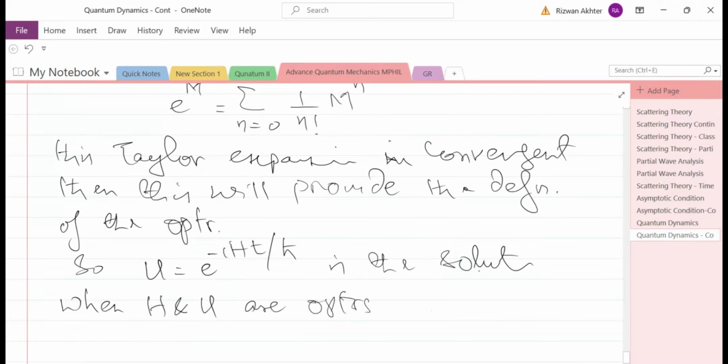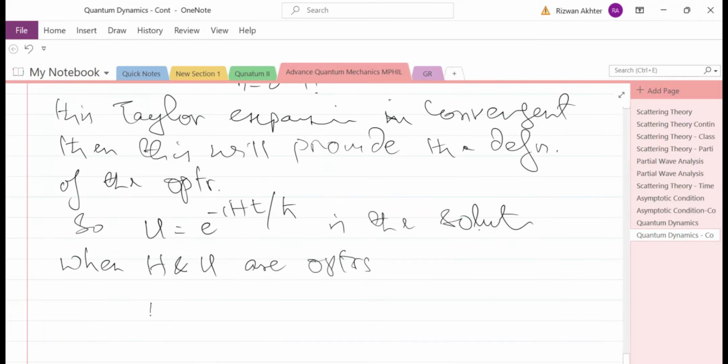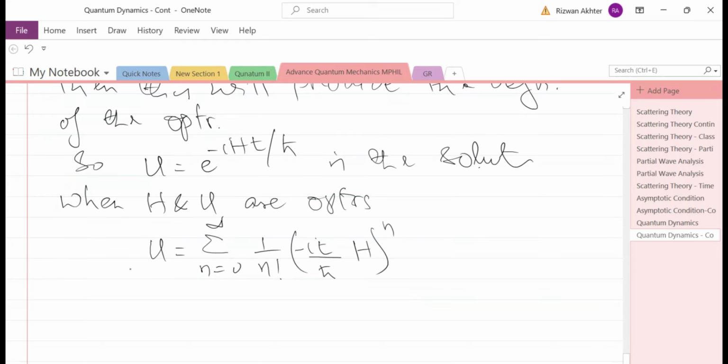one could write this equation in Taylor series expansion: u equals the summation over n going from 0 to infinity of 1 upon n factorial times minus iota t over h bar into the Hamiltonian, whole to the power n. It can be written this way. And if we say, for example, that this is the solution of the differential equation, we can check it. How can we check it? By taking the derivative of this.